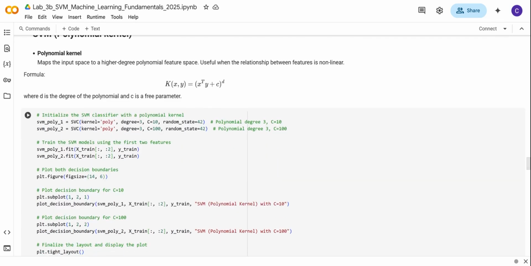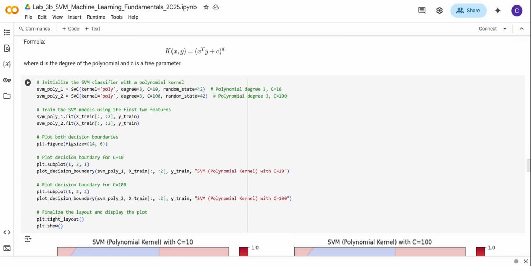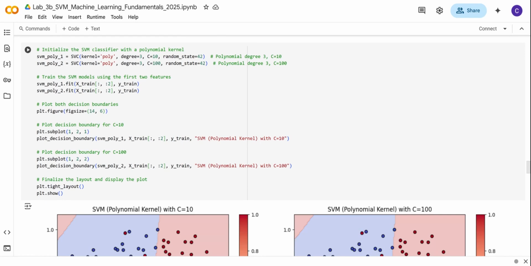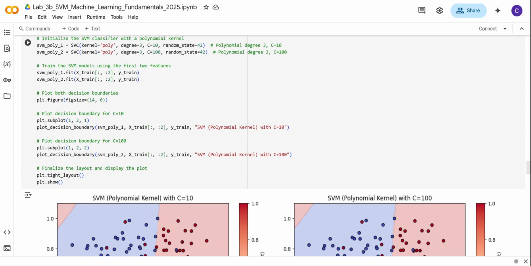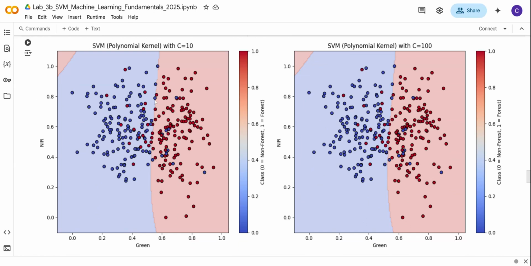Let's run an example to illustrate the polynomial kernel. Here we are defining the degree to be 3, and then we have our regularization parameter of 10 and 100. If we run, this is what we get. Again, there is a slight change in the separation of the data set. We can still see that there's not much change in trying to separate these two classes.